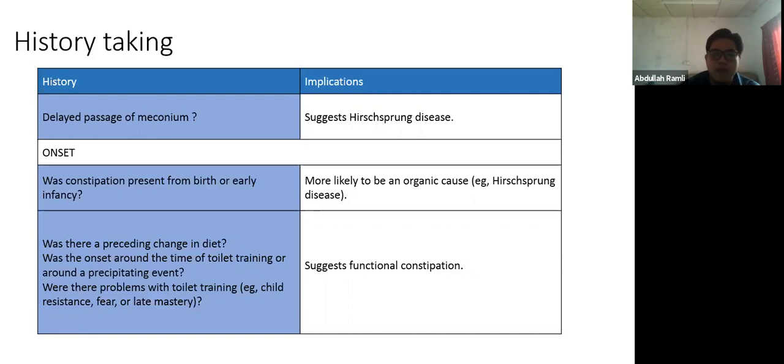And then, was there a preceding change in diet? Was the onset around the time of toilet training or around precipitating events? Were there problems with toilet training, such as the child having resistance or fear, or late onset of toilet training? All of these points can suggest functional constipation. Okay, next.